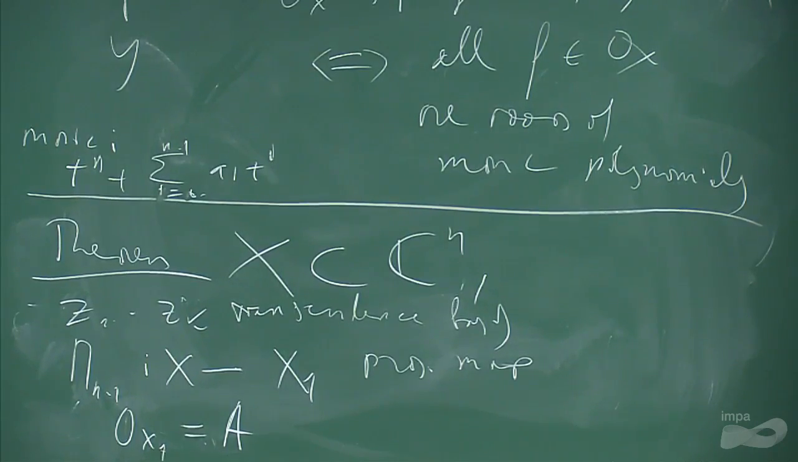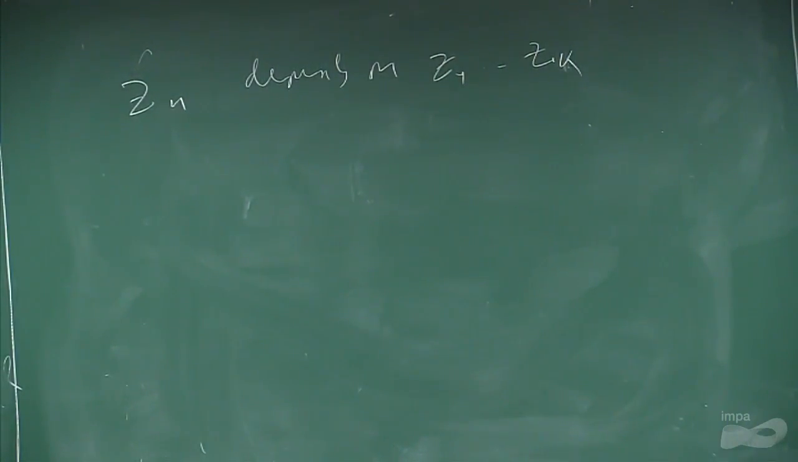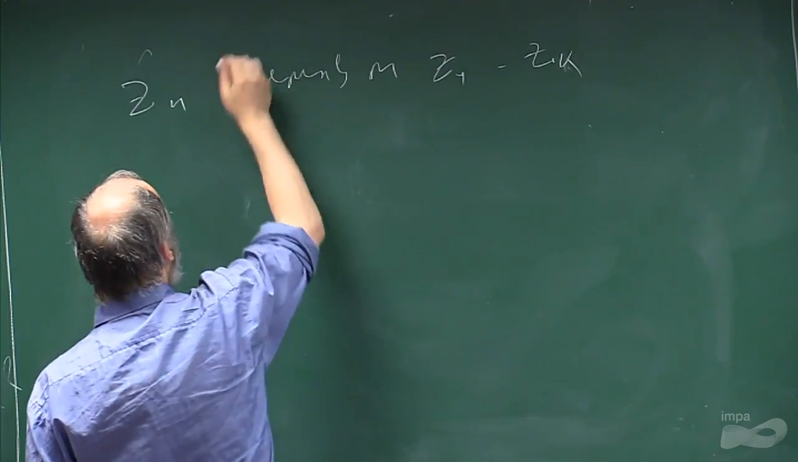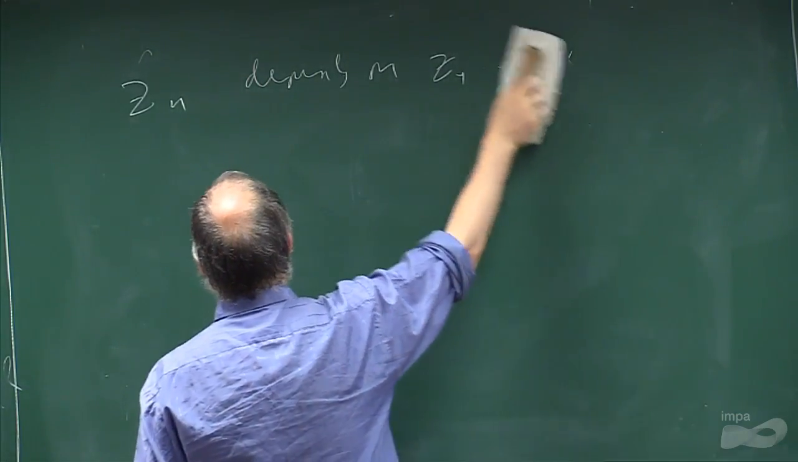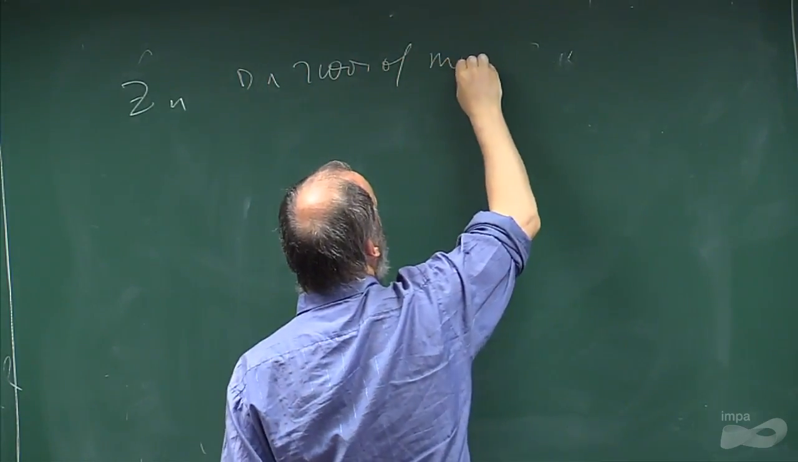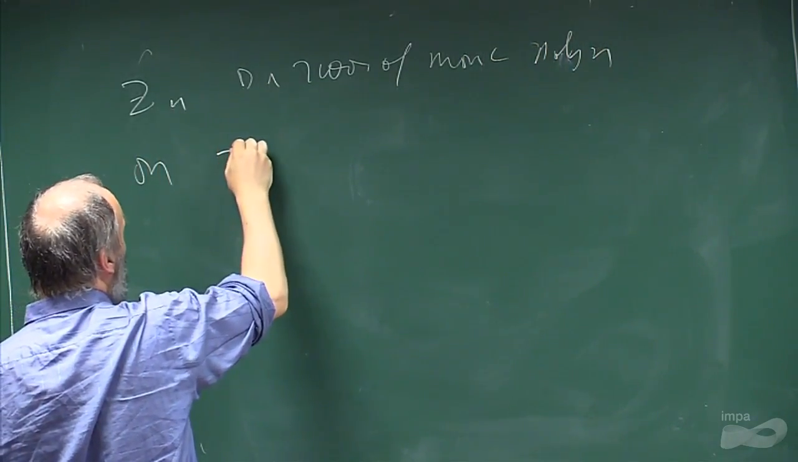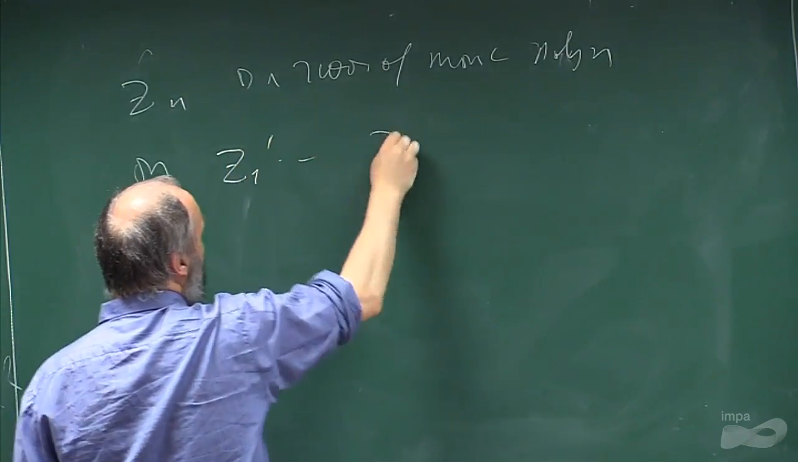Now I'm interested in how zn depends on the basis, which is z1 through zk. And I claim that for an appropriate change, it becomes finite. So zn is a root of a monic polynomial on z1 prime through zk prime.